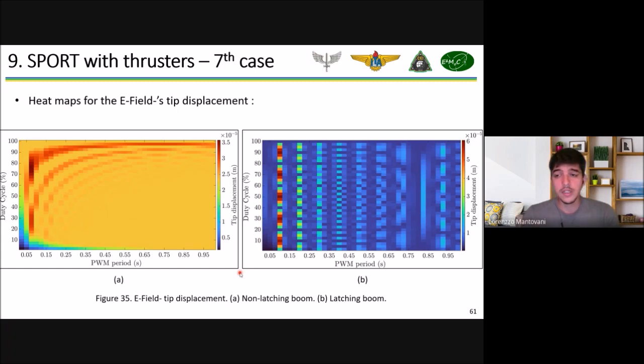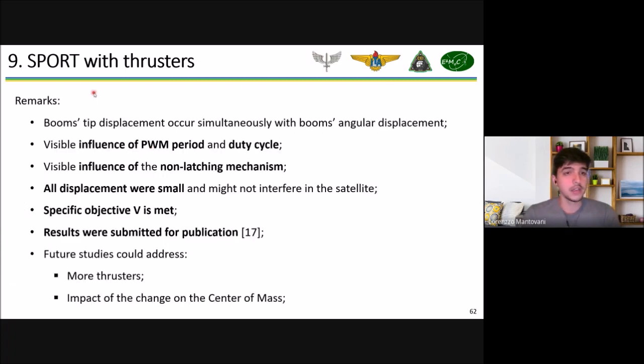So if you want to analyze, for example, the effect of a certain duty cycle and PWM period to see if it would create a resonance on the system, it's really different to consider or not the non-latching mechanism. So some of the remarks of this section are that the boom's tip displacement occurs simultaneously with the boom's angular displacement. So if the boom is showing large angular displacement, it will also show large tip displacement.